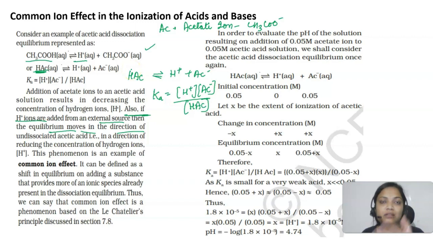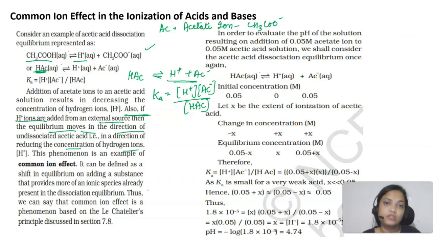We have also read in the last reaction that if we are increasing the concentration of the product, it will try to reverse that effect. It will try to reduce the product, meaning it will go in the reverse direction, in the direction of reducing the concentration of hydrogen ions. So in this case we will be calling it the common ion effect.